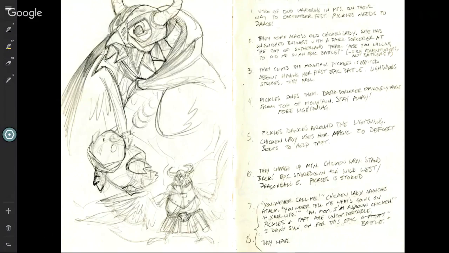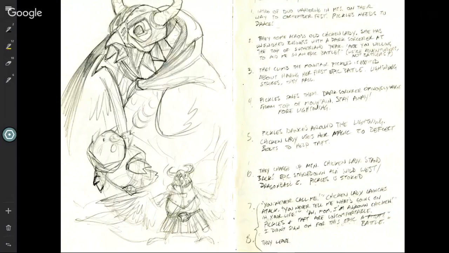Page 2, they come across old chicken lady. She has unfinished business with the dark sorcerer at the top of Sutherland Peak. Are you willing to aid me in an epic battle? We're adventurers, not battlers. They climb the mountain. Pickles is excited about having her first epic battle. Lightning strikes. They fall. Pickles saves them. The dark sorcerer ominously warns from the top of the mountain, stay away. More lightning. Page 5, Pickles dances around the lightning.